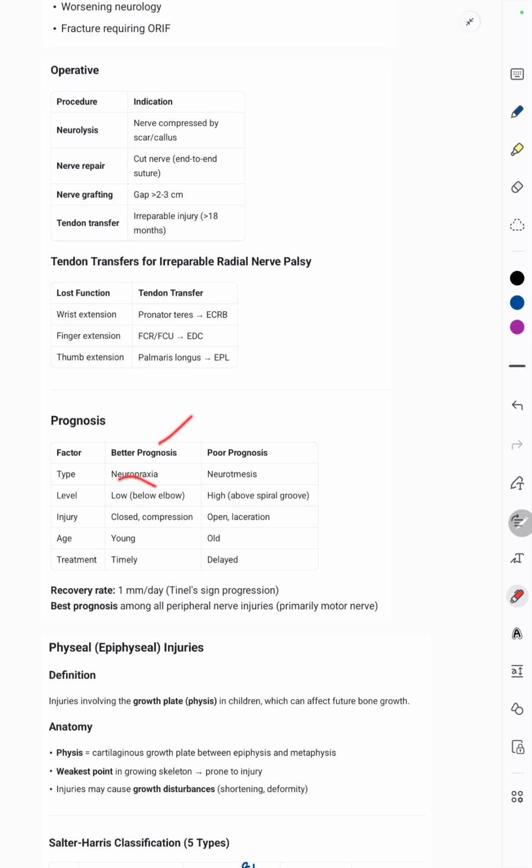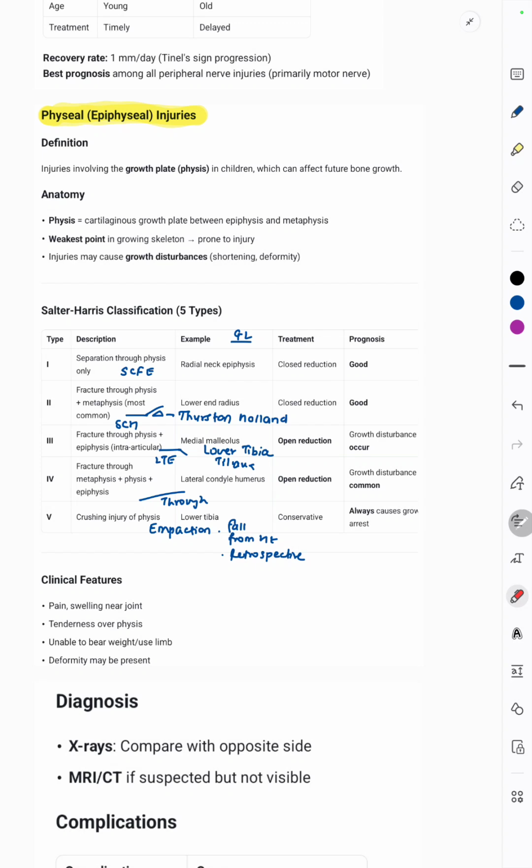Then neuropraxia has a better prognosis as compared to neurotmesis. Low level injuries have better prognosis. If the injury is closed or compression, it has better prognosis. In old age patients, there is poor prognosis, and if primary treatment is taken, it has a better prognosis. Recovery rate is 1 mm per day, and the best prognosis among all the peripheral nerve injuries is seen in radial nerve palsy.